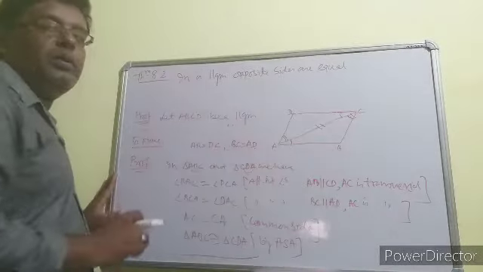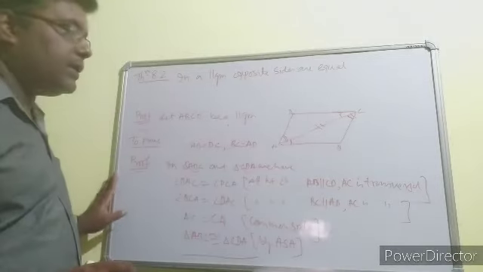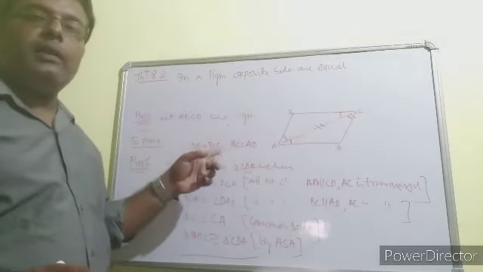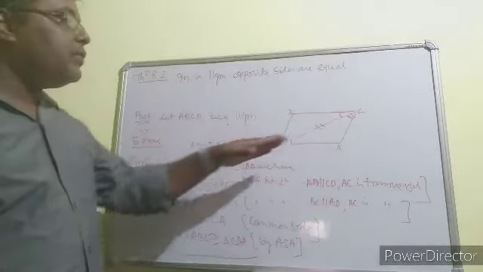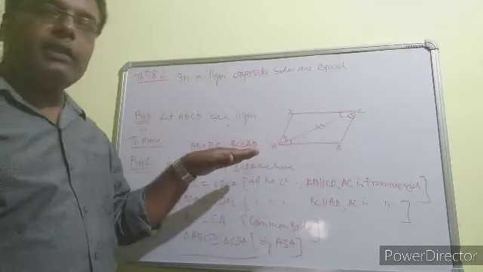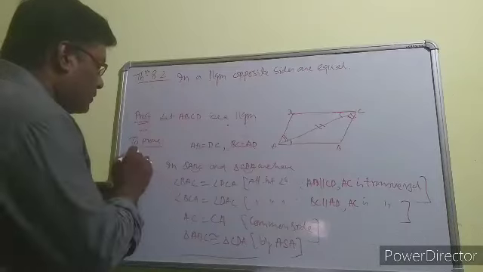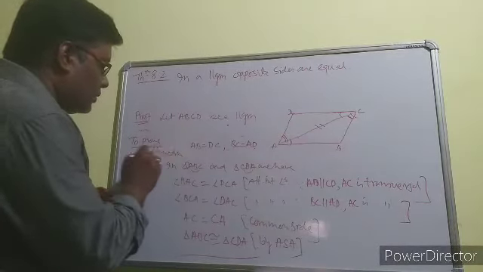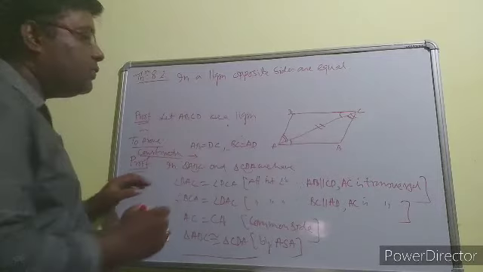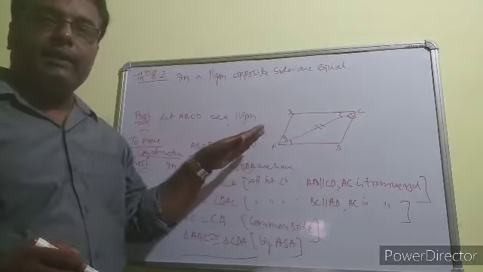We have to prove that opposite sides are equal. Now we have to draw this AC, that is the construction. We have to write a construction part here. So to make the proof easier, we draw the diagonal AC.